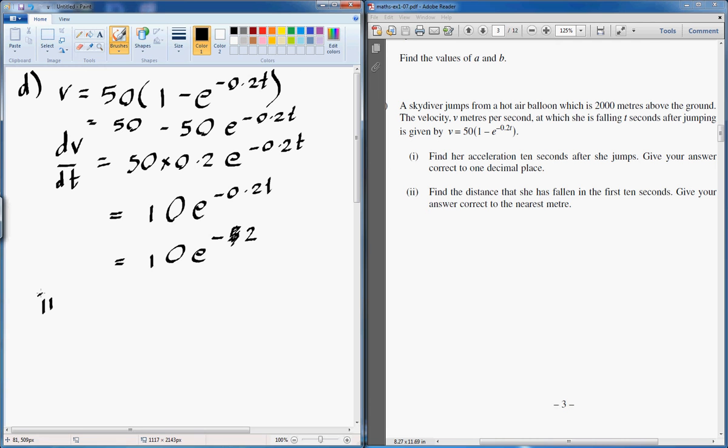So part 2: find the distance that she has fallen in the first 10 seconds. Give your answer to the nearest meter. Okay, so now we're going the opposite way. We're going to integrate it.